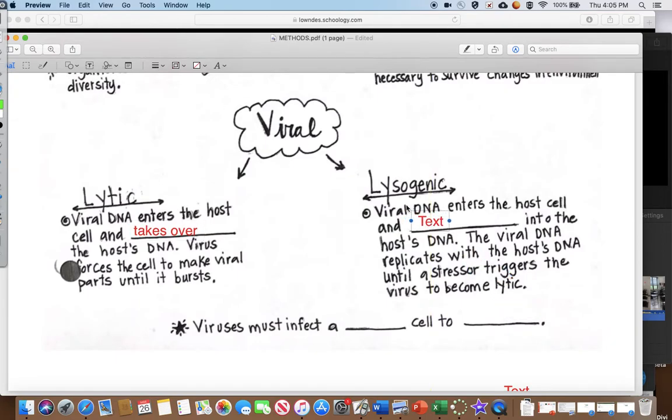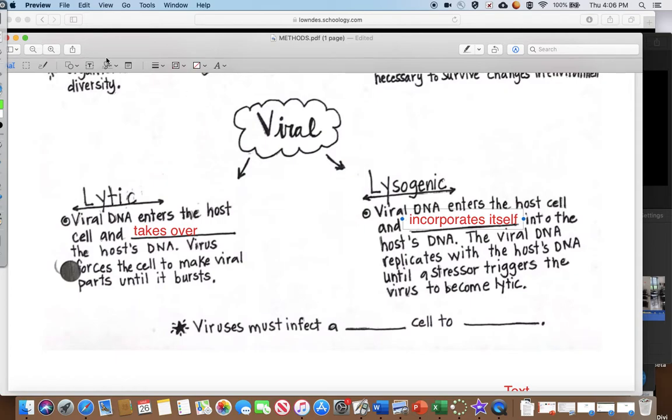But basically what happens is the viral DNA enters the host cell and incorporates itself into the host DNA. And then the viral DNA replicates with the host DNA until a stressor triggers it. So this would be like fever blisters or chicken pox. Once you get that virus, you have it the rest of your life. It's embedded into your DNA, and then certain things can trigger it to move into a lytic cycle, and that's when you have like fever blisters, or like if you've had chicken pox, later in life you can have shingles.